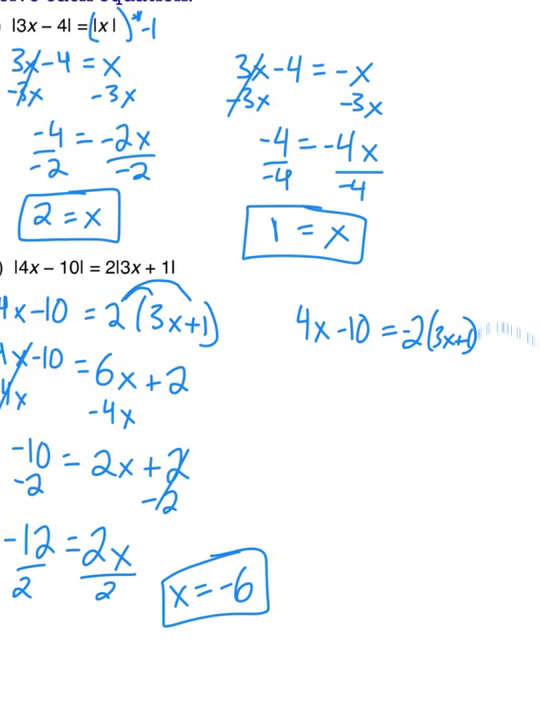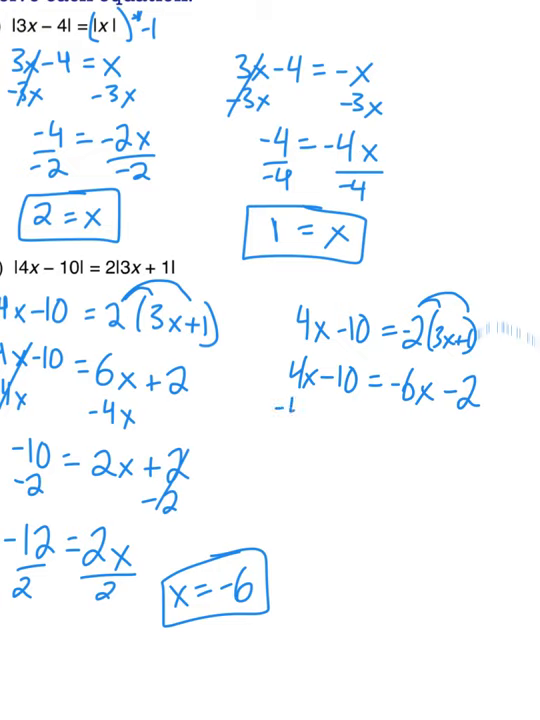The other solution, still going to distribute the 2 first, but I have to be really careful when I'm distributing negatives. Negative 2 times 3x is negative 6x. Now, the part that a lot of people forget is that you have to distribute the negative to the second part as well. So negative 2 times 1 is negative 2. So that's negative 6x minus 2.